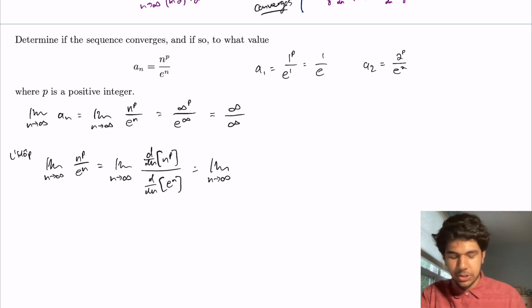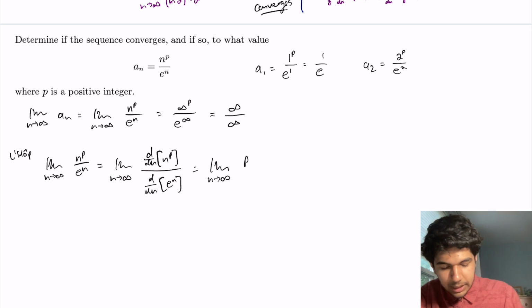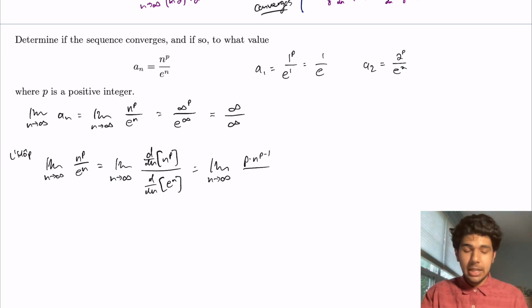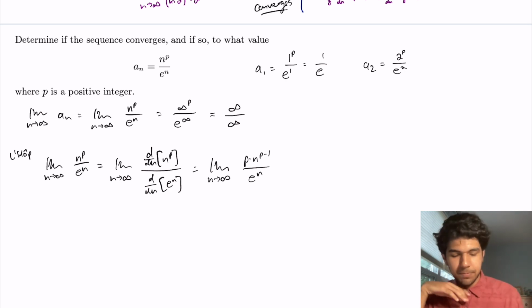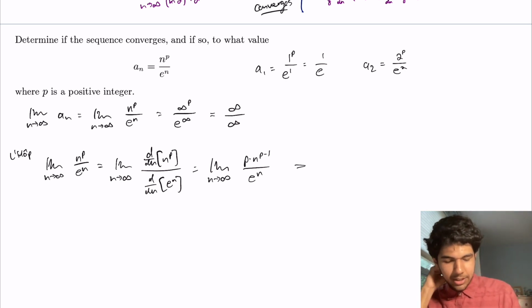The derivative of the numerator, we can compute just by using the power rule, because p is a positive integer. So that would be p times n to the p minus 1. The derivative of e to the n is just e to the n. Do we gain any more insight from this? Well, if we plug in infinity again, we'll probably get infinity over infinity, which means we would have to use L'Hopital's rule again.